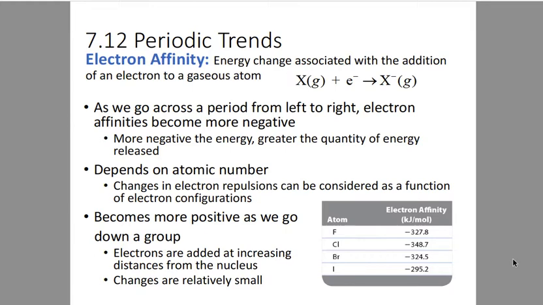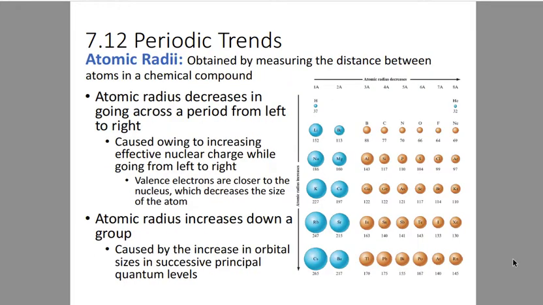The more negative the energy, the greater quantity of energy released. It really, really wants that electron. So it's going to release a lot of energy, become very relaxed when it gains that next electron. Depending on the atomic number, it will change a little bit, but as we said, as we go from left to right, in general, we're going to say that electron affinity will increase. And as we go down a group, electrons added are increasing the distance, so it's relatively small as well.